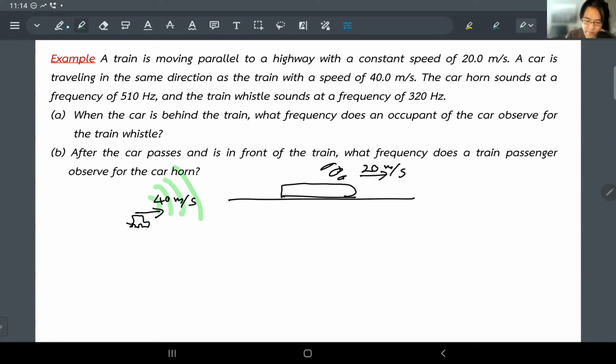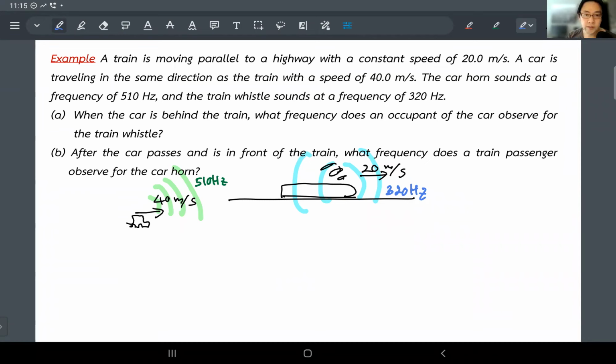So let me put some color over here. 510 hertz. And at the same time, the train whistle sounds at a frequency of 320. The train is doing something as well, and the frequency of this whistle sound is 320 hertz. Here comes the question. When the car is behind the train, which is exactly the scenario that I'm drawing right now, what frequency does an occupant of the car observe for the train whistle?